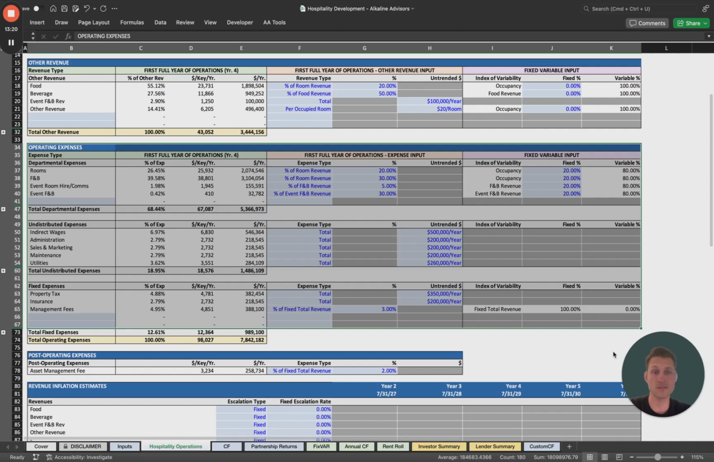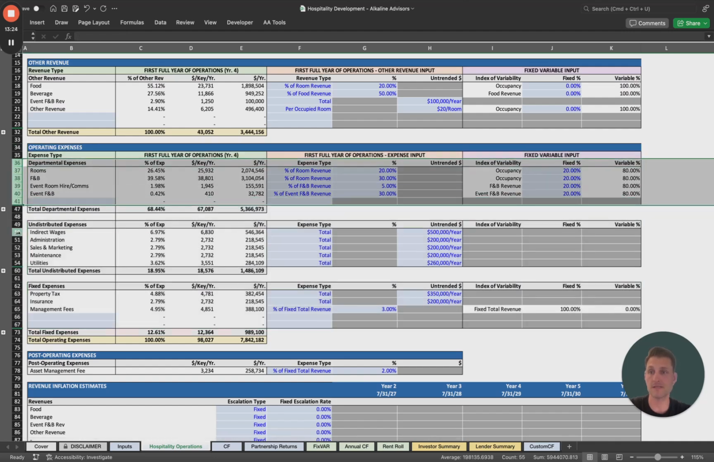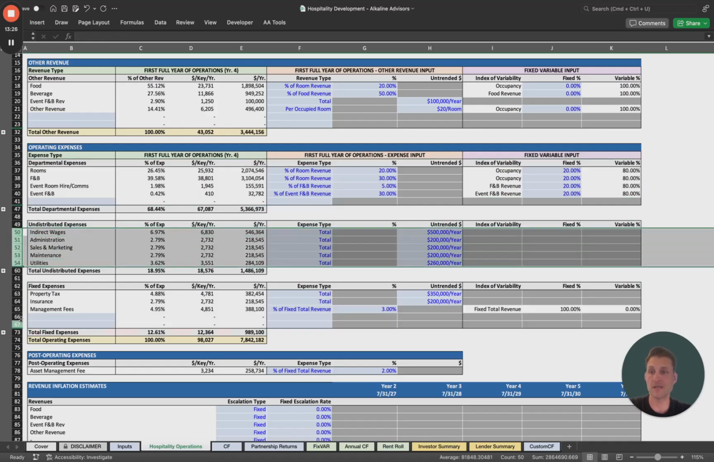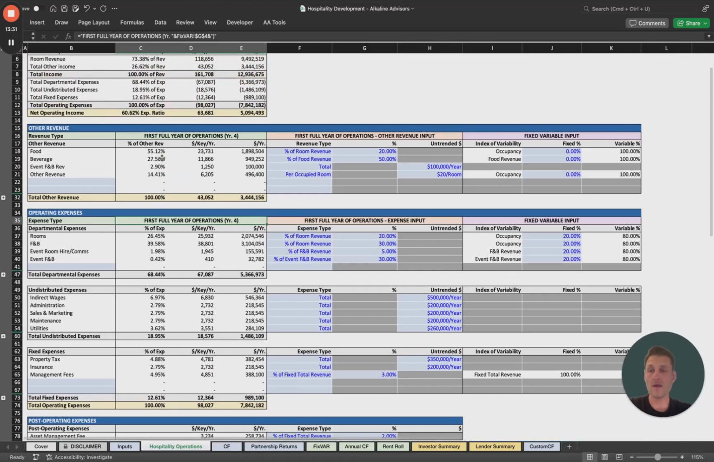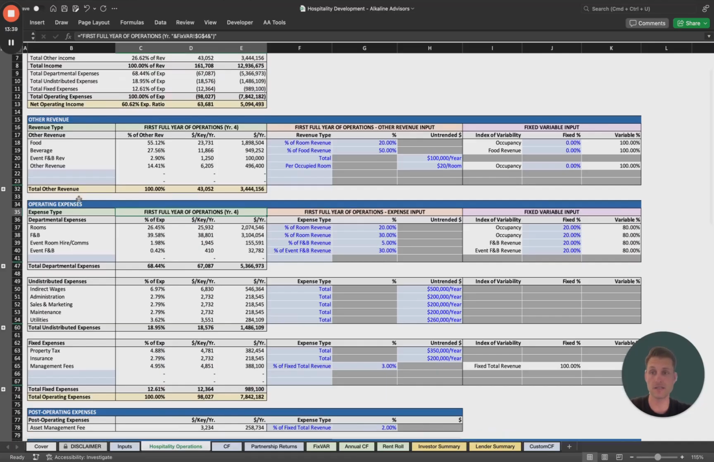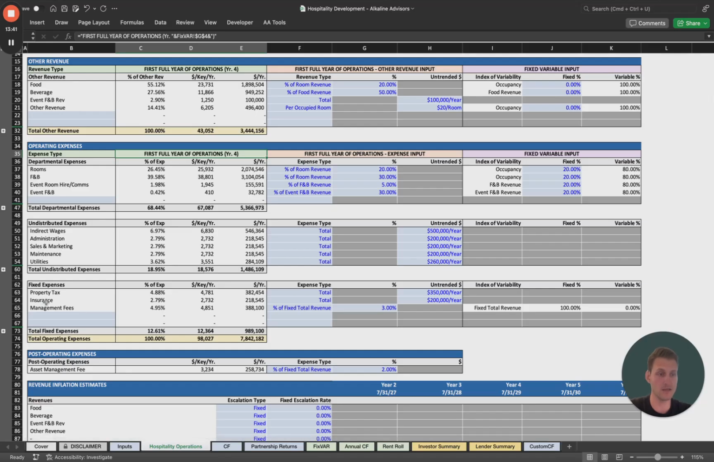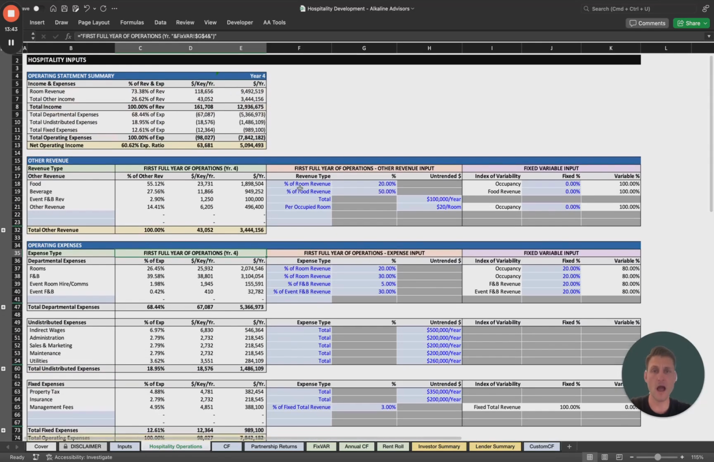The operating expenses are segmented into 3 different buckets. We have departmental expenses, we have undistributed expenses, and then finally we have fixed expenses. The way that the other revenue, the departmental expenses, and the undistributed expenses are calculating are the same for these 3 buckets, and then fixed expenses are calculating differently. So to start, I'll explain how the other revenue, departmental expenses, and undistributed expenses operate.